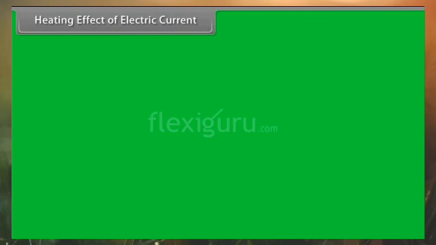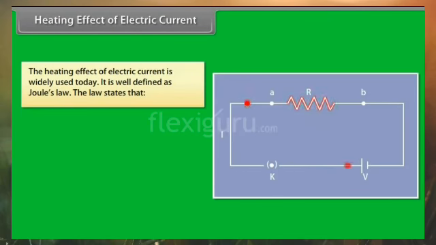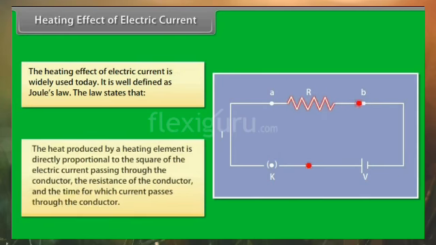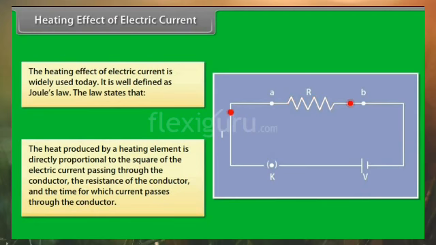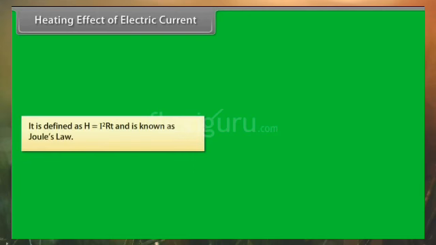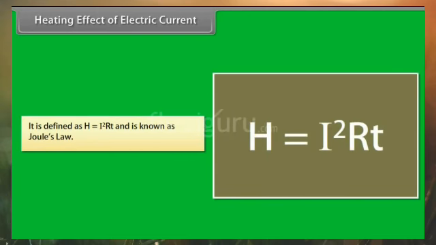Heating effect of electric current. The heating effect of electric current is widely used today. This effect is caused when electric current is passed through a conductor. This generates heat due to the resistance it offers to the current flow. The work done in overcoming this resistance produces heat. The heat produced by a heating element is directly proportional to the square of the electric current passing through the conductor, the resistance of the conductor, and the time for which current passes through the conductor. It is defined as H is equal to I squared RT and is known as Joule's law.